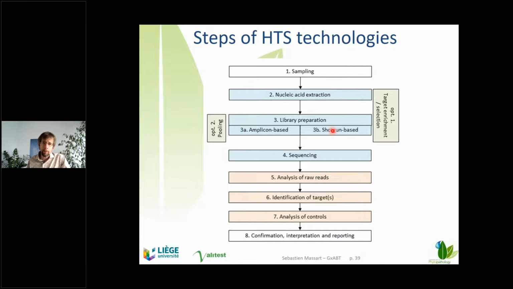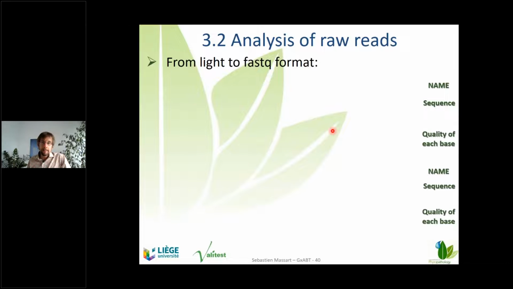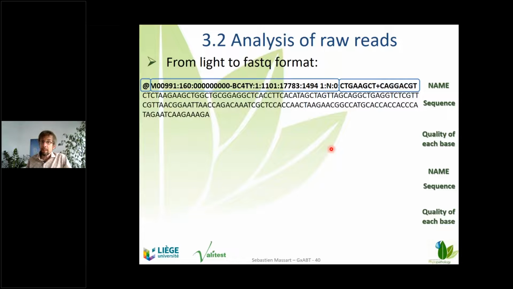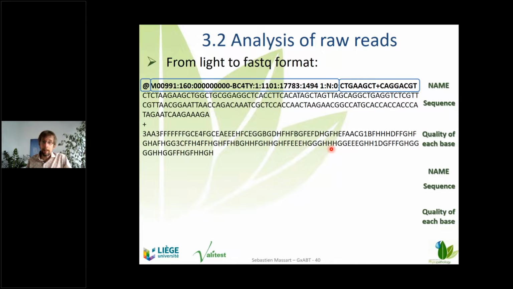So let's go on the 3 main steps of bioinformatics. The analysis of raw reads. What is a read, in fact? Reads have what is called a FASTQ format. This is a line with a name, here with a specific correspondence for Illumina. You have the sequence that has been generated by the sequencer, and you get the quality score of each and any sequence.